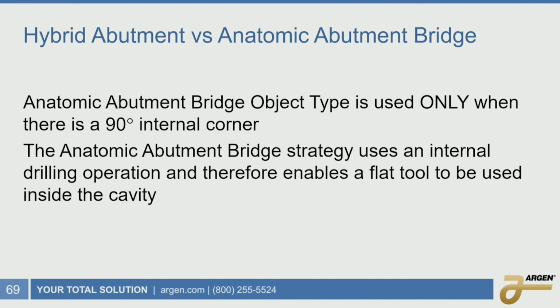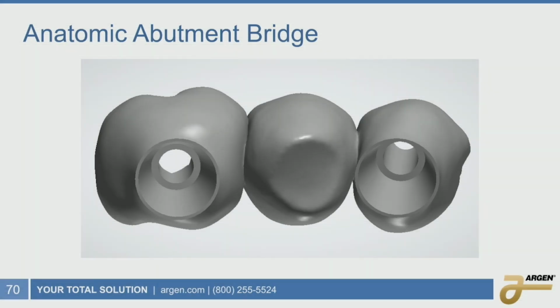And what it will do is it's going to use a drilling operation internally. So it's going to use a flat tool to go inside to refine these surfaces, which is not true for hybrid abutments. We're going to use rounded burrs because we have rounded features. So if we have rounded features, we use our rounded tooling. If we have flat features, we'll use our flat tooling, and that's important.